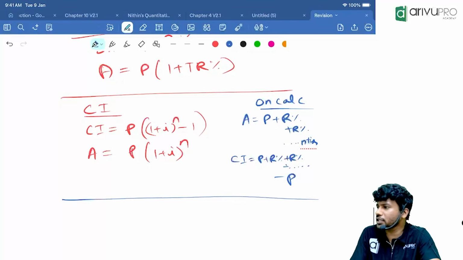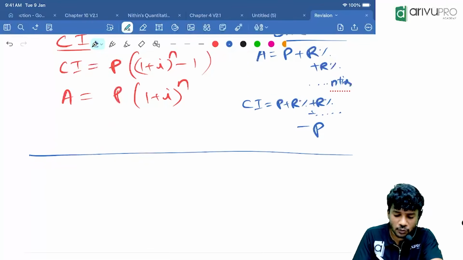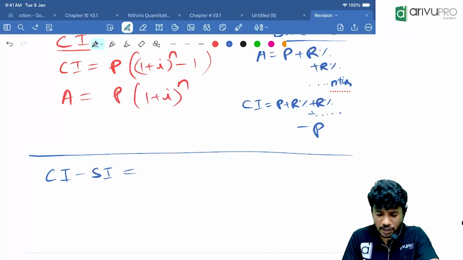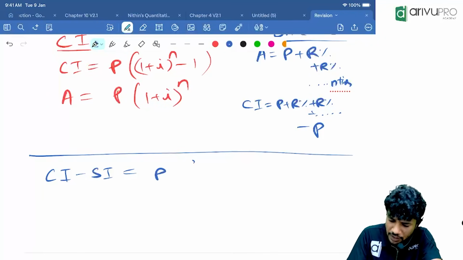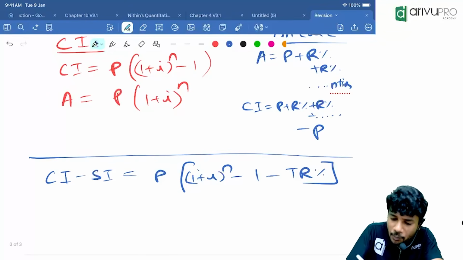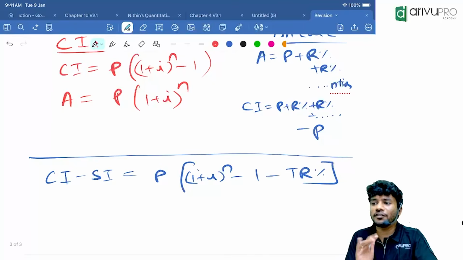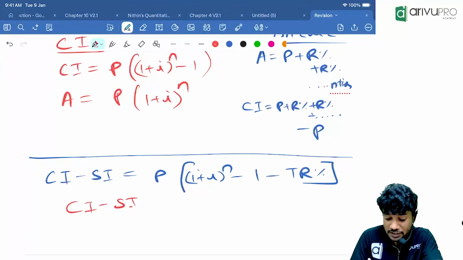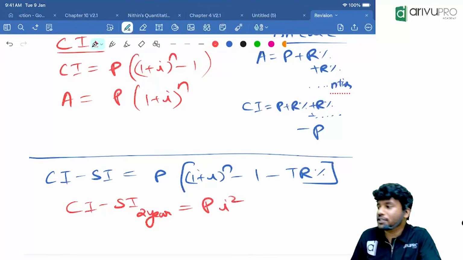Then next thing, what we studied next? The next one was the difference between CI and SI. What is the general formula for the difference between CI and SI? P into (1 plus I) the whole power n minus 1 minus TR percentage. This is the basic formula we studied. Then the shortcut: whenever it is CI minus SI for 2 years, that is nothing but P into I square.